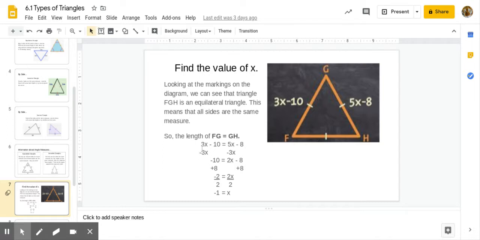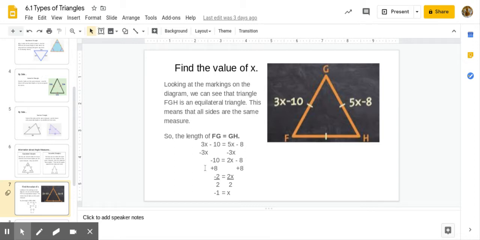3x minus 3x is 0. That part's gone away. So now we simply have the negative 10 to bring down, the equal sign to bring down. 5x minus 3x is 2x, and bring down the minus 8. Remember, it's our goal to get x alone, so we need to get rid of the minus 8 that's on that side. So we'll do its opposite and add 8.